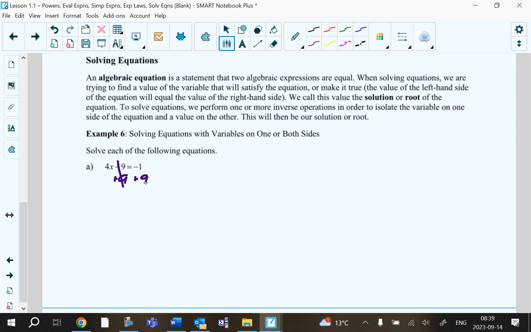Okay? So now I end up with the equation 4x equals 8. There's only one more step to get x by itself. Divide by 4. And again, whatever you do to one side, you do to the other side. And we get x equals 2. And that makes sense because 4 times 2 minus 9 does equal -1. That's the nice thing about equations: you can always check your answers by plugging it back in and seeing if it works out.